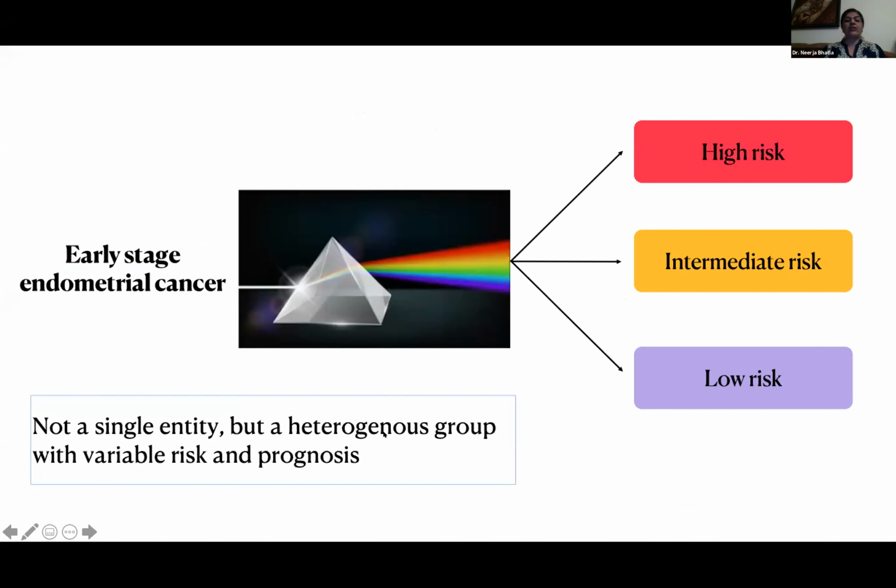And so it is not one steady stream of light. You have to look at the prism that breaks it up into the high, intermediate, and low risk. It's definitely not a single entity. It's a heterogeneous group with variable risk and prognosis.